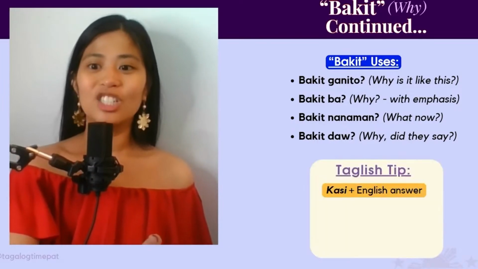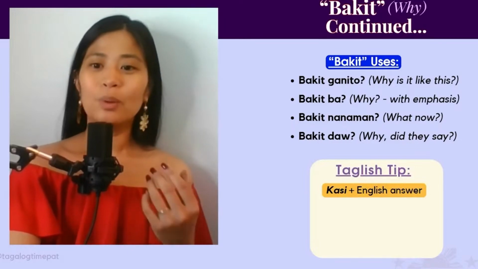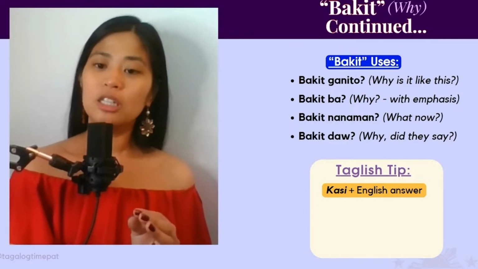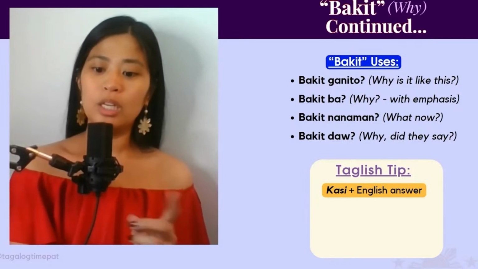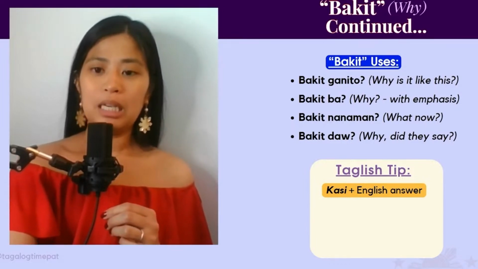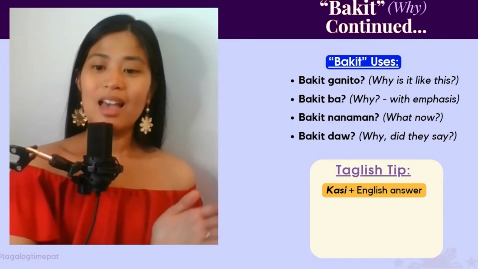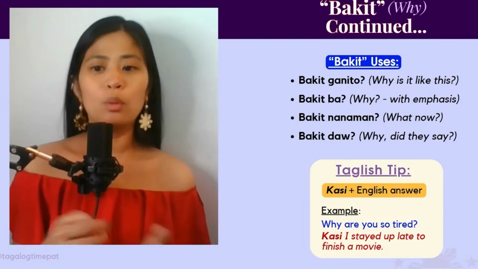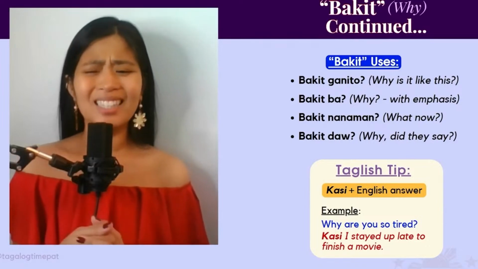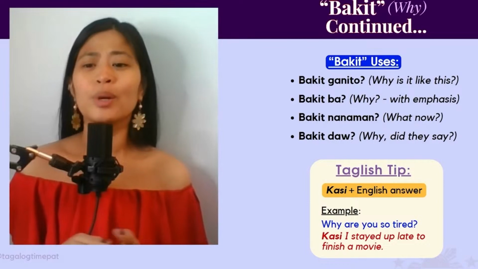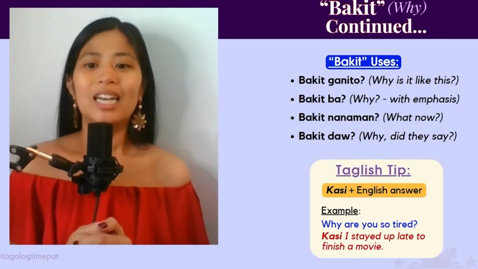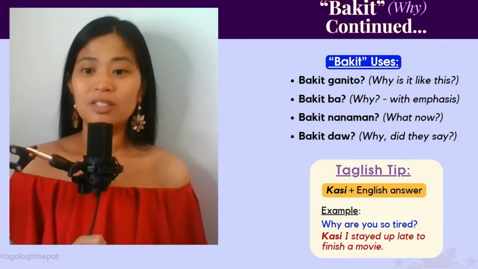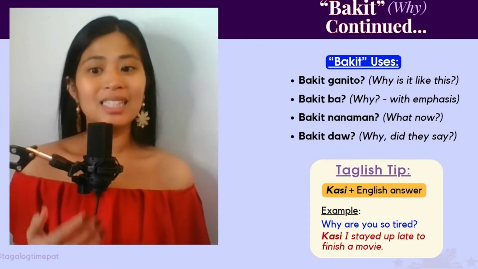And just a Taglish tip, I am a big supporter of using Tagalog and English together, Taglish, especially while you are learning Tagalog. So here's one way to do that. Maybe use kasi and then finish your English answer. For example, why are you sad? Kasi I stayed up late. Why are you tired? And it would be kasi I stayed up late to finish a movie. So instead of saying because, say kasi.